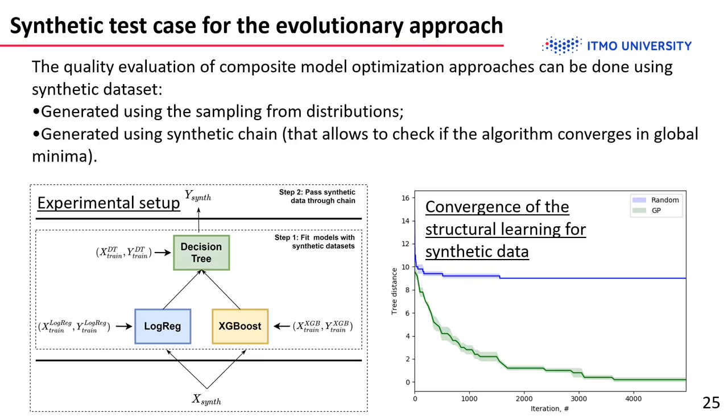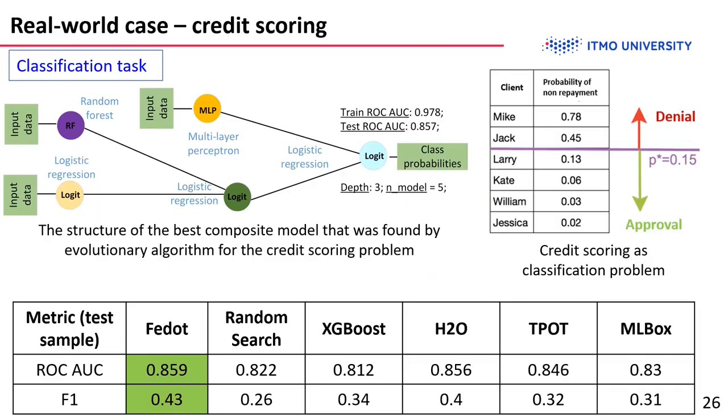As you can see in the right figure, the evolutionary algorithm labeled as GP, which stands for genetic programming, allows us to reduce the tree distance to zero, while random search is unable to do it because the search space is too large for it.